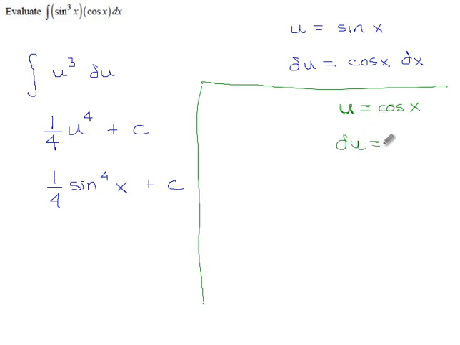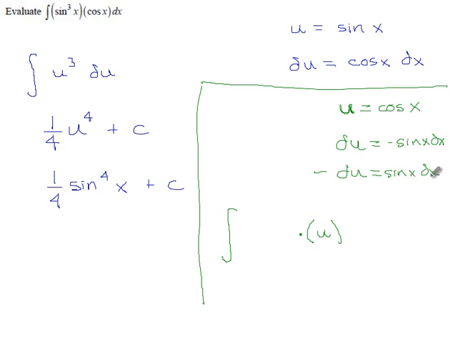Du is negative sine x dx. That's got a negative sign in it, which we'd have to deal with, but we could say negative du equals sine x dx. That's no big deal. Now, when we try to do the integral with this substitution, here's what ends up happening. Cosine x is u. We get a u there.